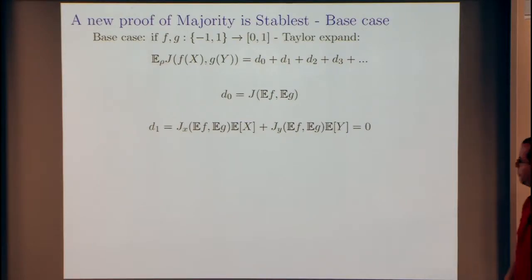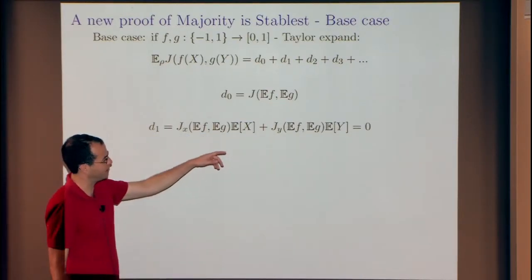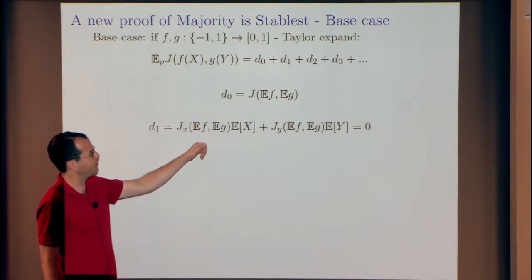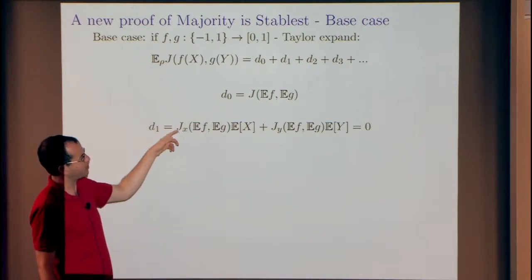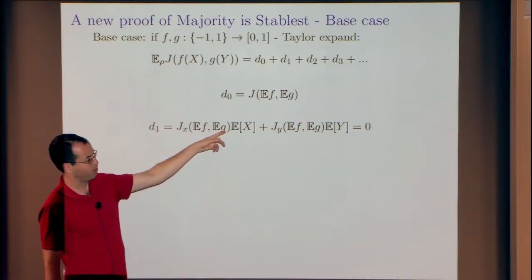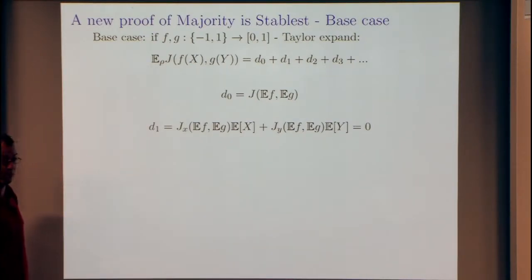Well, the first order term, like in many of these proofs, we're going to use the fact that x and y separately each have expected value 0. So if you look at the first order term, you look at the partial derivative at the expected value, but you multiply that by the expected value of x and by the expected value of y, so you're going to get 0. So the first order term is going to vanish.